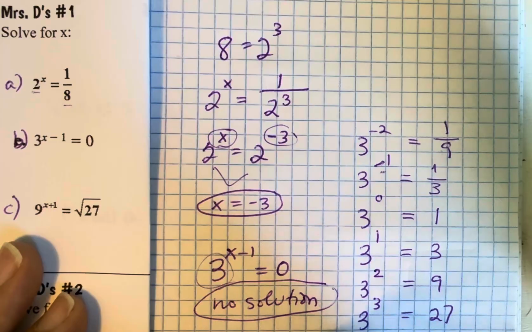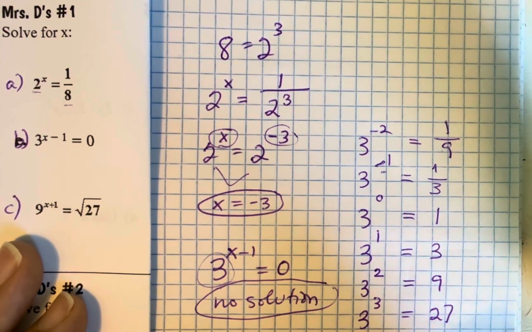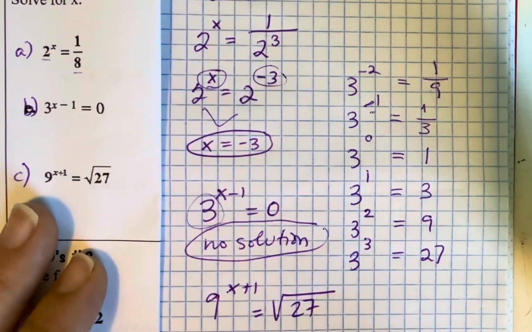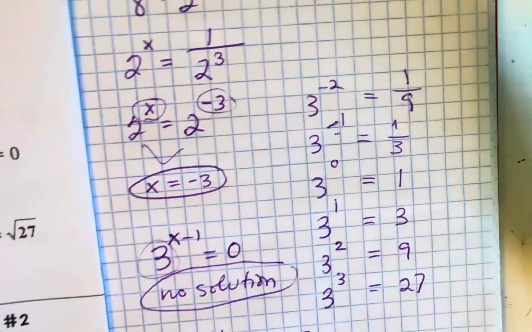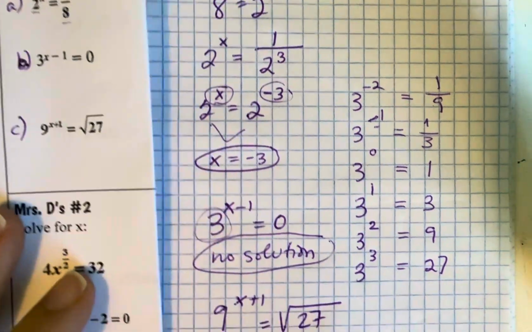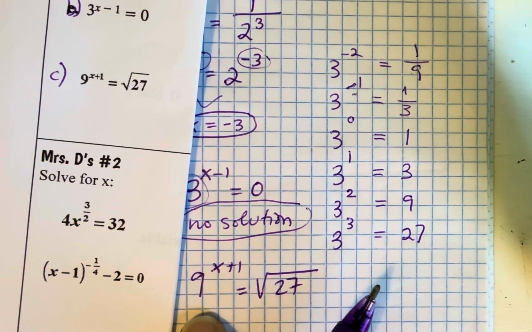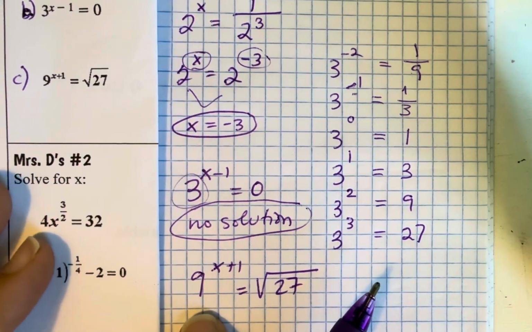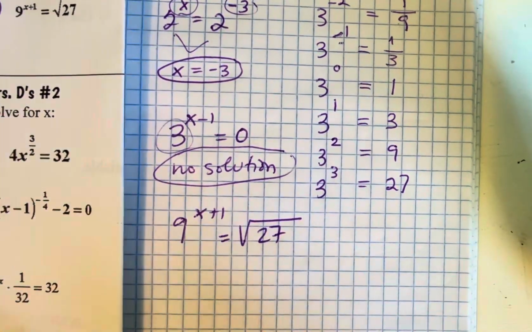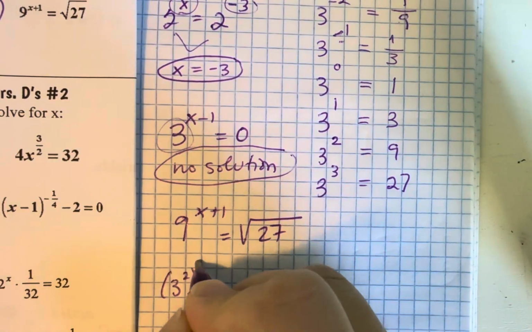For C, we have 9 to the x plus 1 equals radical 27. I'll slide this up. This one's a little tricky because 27 is a power of 3, not a power of 9. 9 is a power of 3. So we're actually going to tackle both sides here. I'm going to rewrite this 9 as a 3 squared.